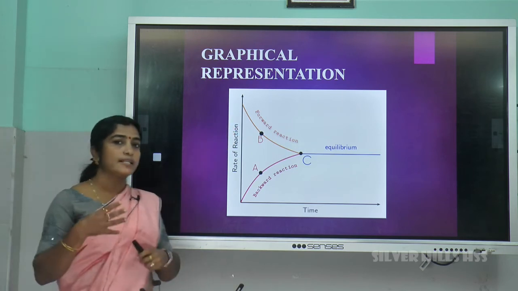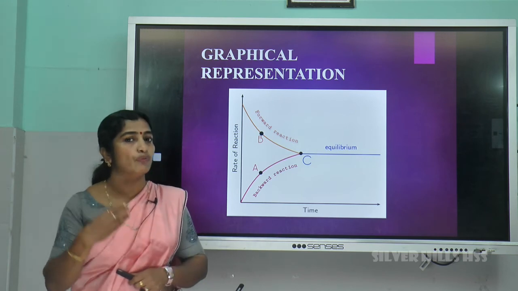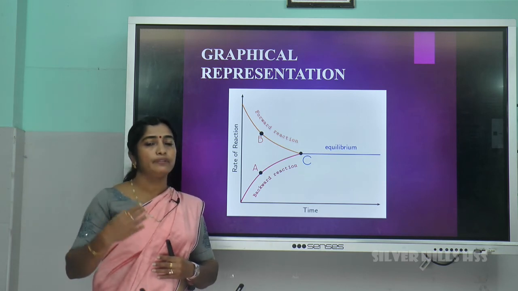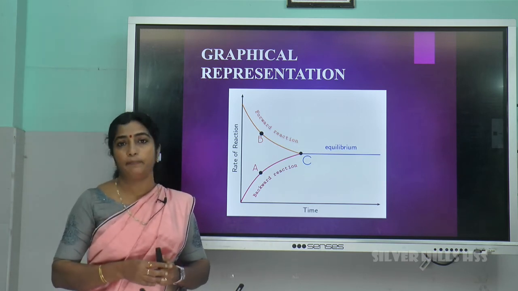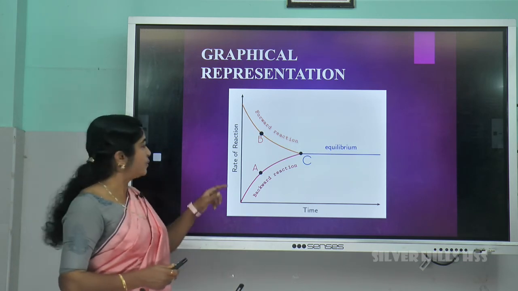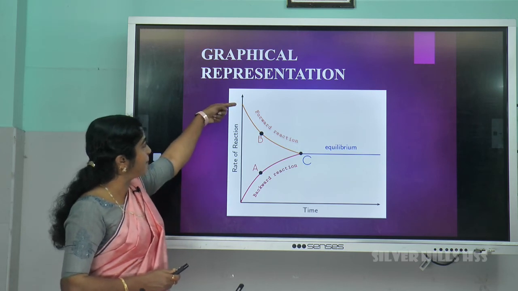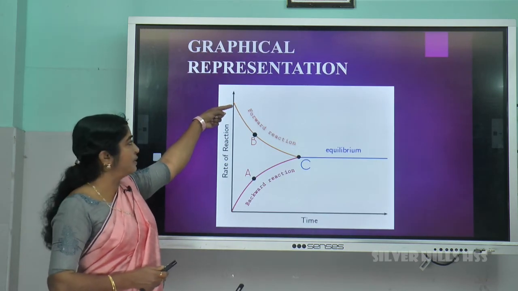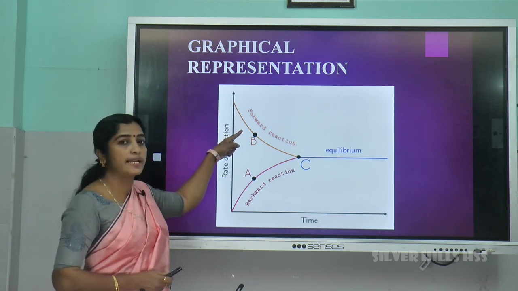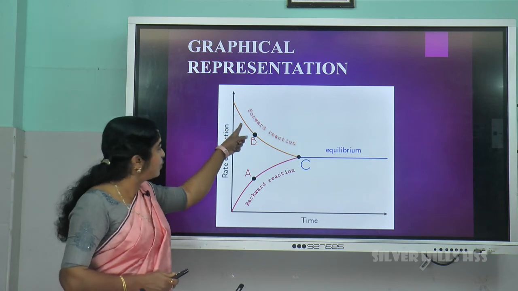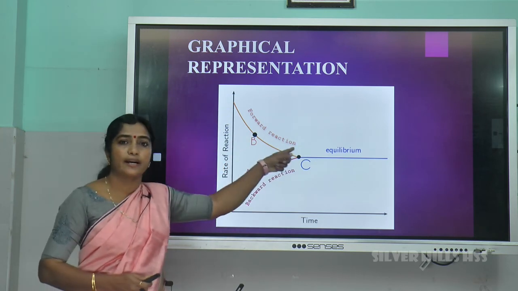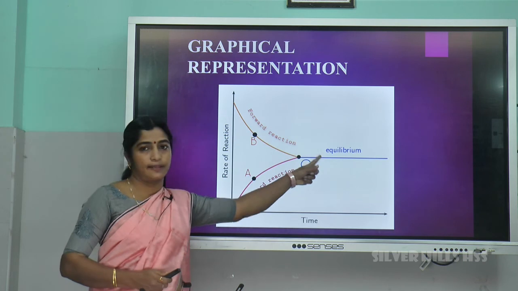When we consider a reversible reaction, the first reaction is the forward reaction. Reactants are converting into products. And the speed of the forward reaction is maximum at the beginning because all the reactants are there. So a forward reaction starts from a maximum point. As time passes, the speed of the forward reaction slowly decreases because reactants are being consumed. So the graph B represents the forward reaction. From maximum, it is decreasing.